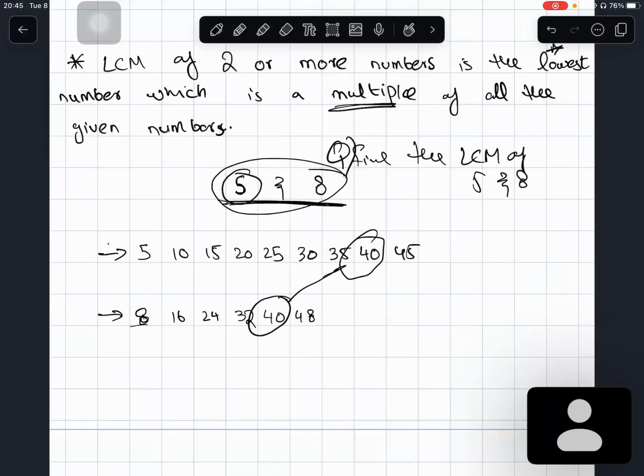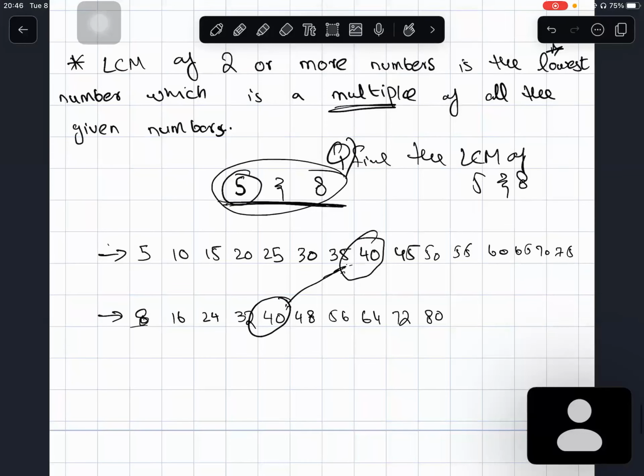So this is the first time that a commonality is there. There would be other commonalities as well. For example, when you get to, okay, let's just take that as well. 48, then you get to 56, then you get to 64, then 72, then 80. And here you have 50, then you have 55, then 60, then you have 65, 70, 75, and lastly you have 80. You see now, you also have another commonality here.